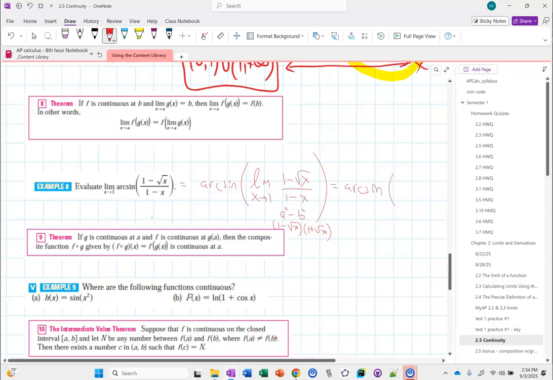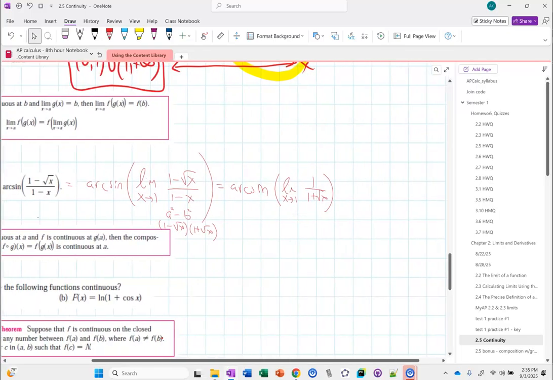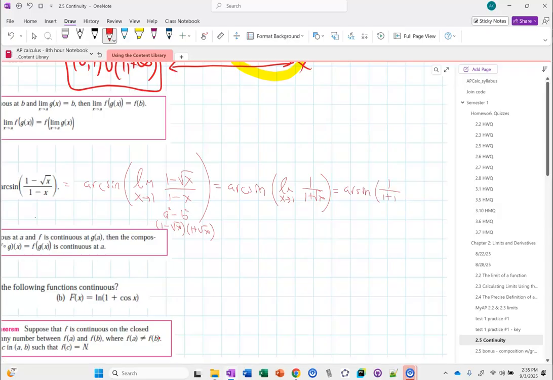because we can see right away that this is just going to be like 1 over 1 plus root, oops, got my limit. Limit as x goes to 1 of 1 over 1 plus root x. And now I can direct substitute that. So arc sine of 1 over 1 plus 1. What's arc sine of 1/2? It's 30 degrees, so like pi over 6.